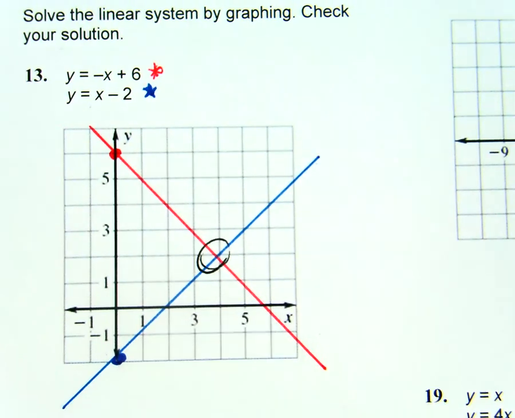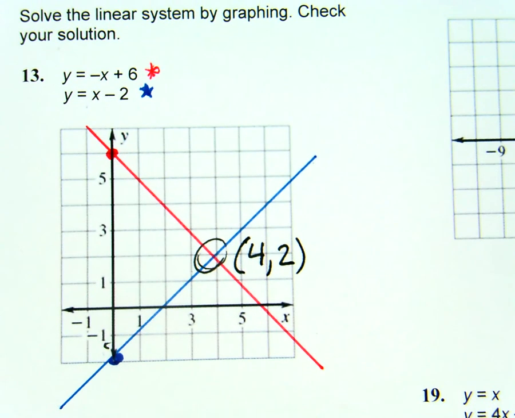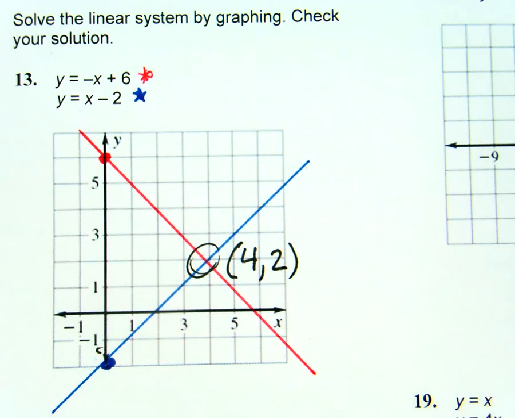And with systems, X does mark the spot. So this is the point 4, 2. That is the solution to this system. Now sometimes when people are doing this, they think it ought to be harder, and they'll graph it and they'll say, Miss, I don't know what to do now. I say, there it is. X marks the spot. Okay, let's try another one.